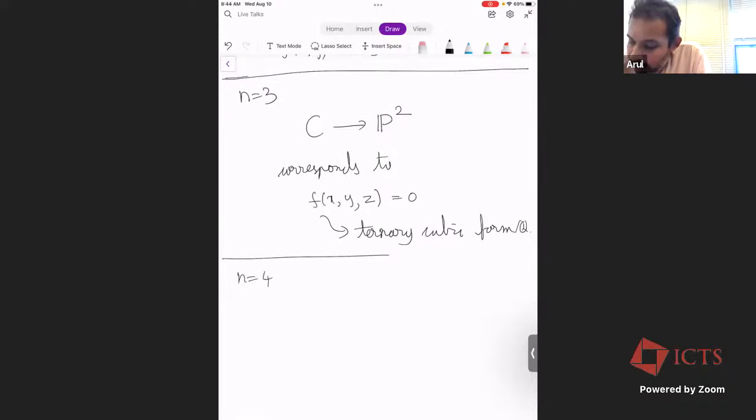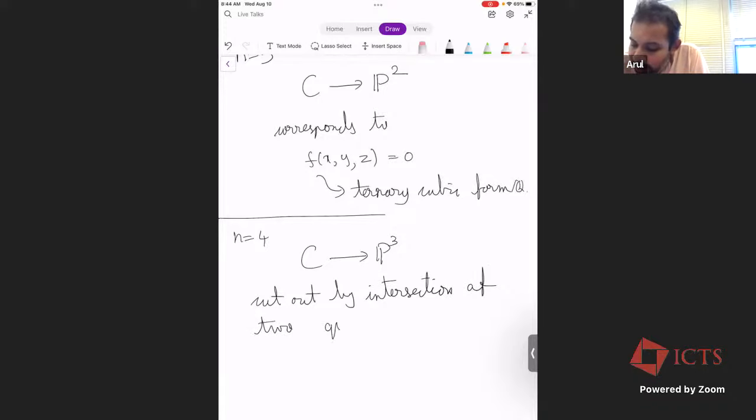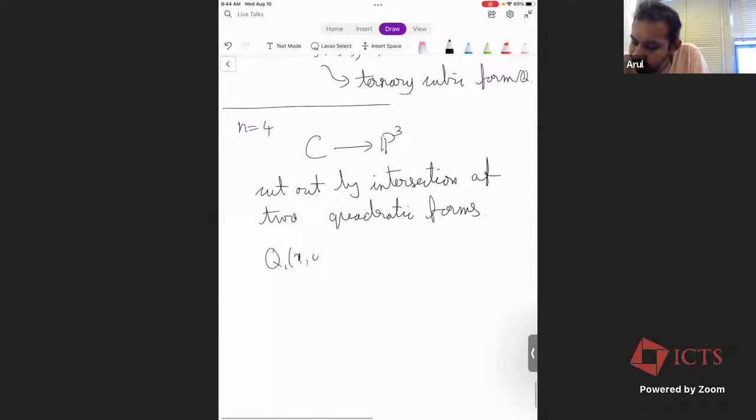When n is equal to 4, you're looking for an embedding of C into P3, and such C are cut out by the intersection of two quadratic forms. So you need a Q1 of X, Y, Z, W, and a Q2 of X, Y, Z, W. And the zero set, the common zeros, is going to be a genus one curve.